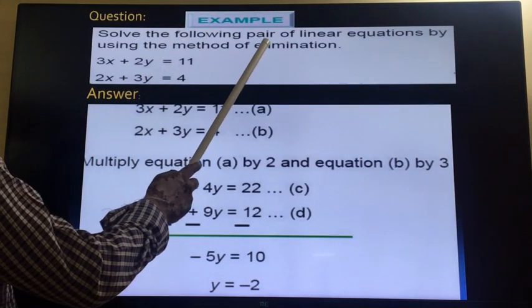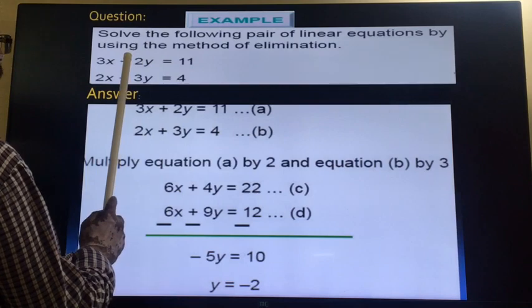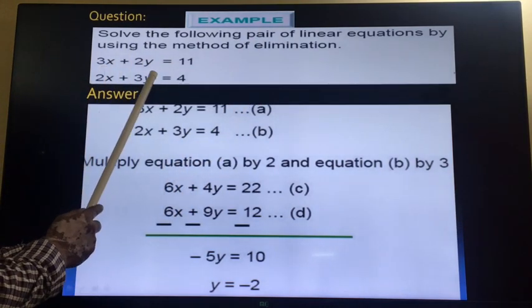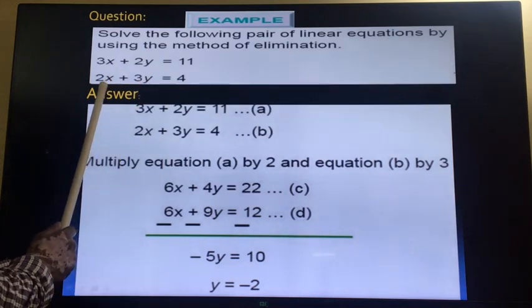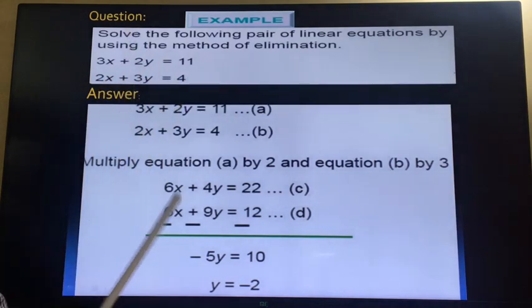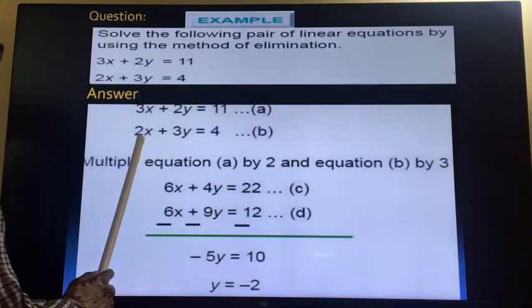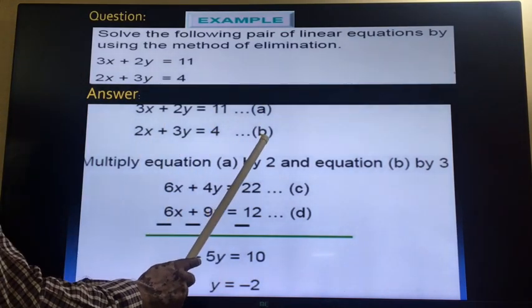Solve the following pair of linear equations by using the method of elimination. First equation is 3x plus 2y is equal to 11. Second equation is 2x plus 3y is equal to 4. We will give the number A to 3x plus 2y is equal to 11, and the number B to 2x plus 3y is equal to 4.